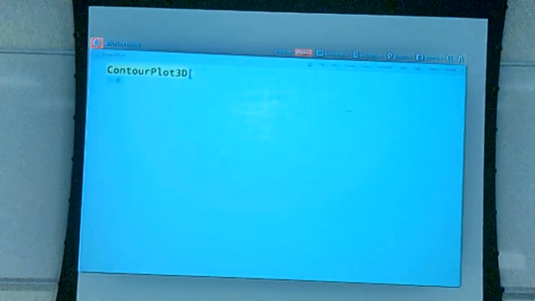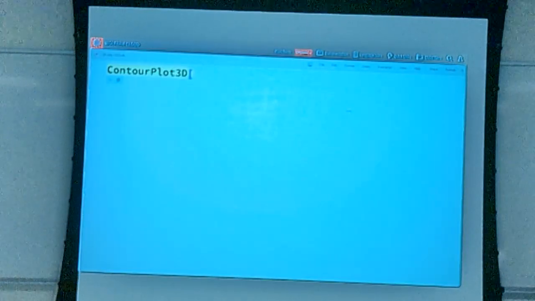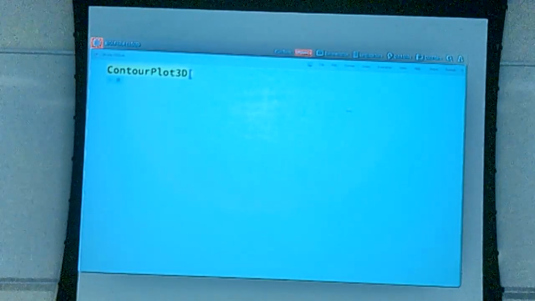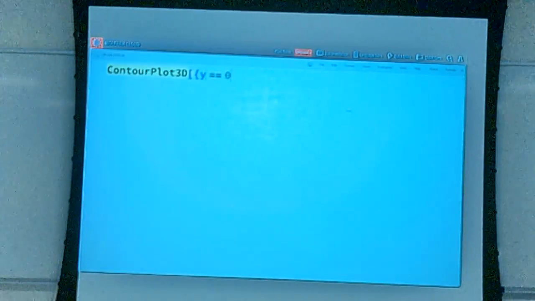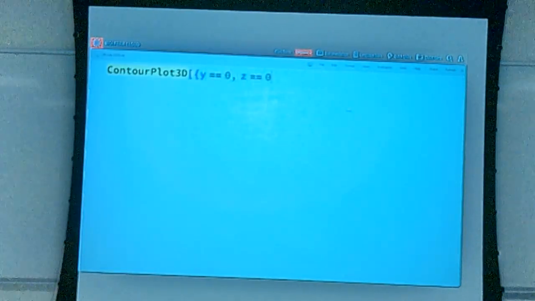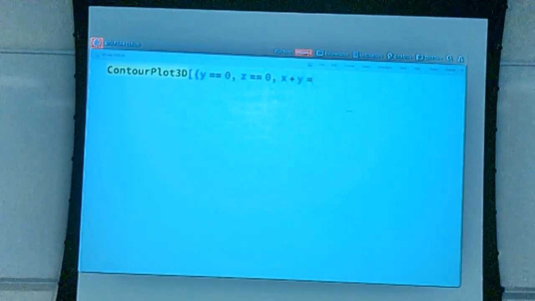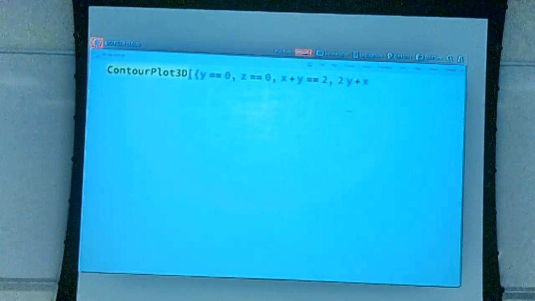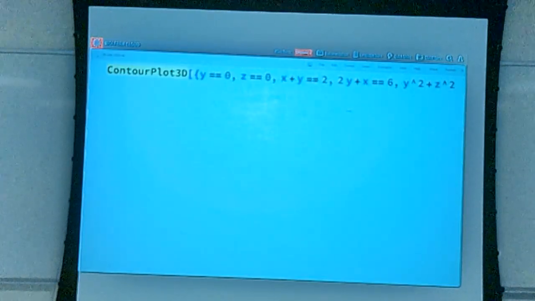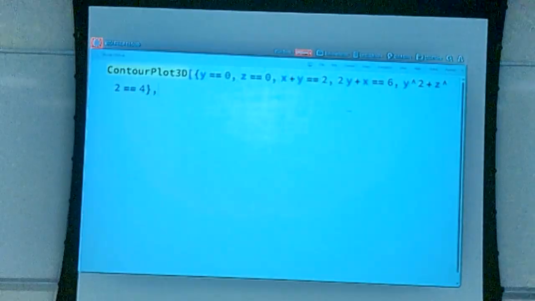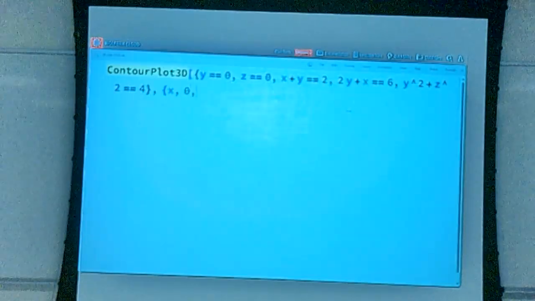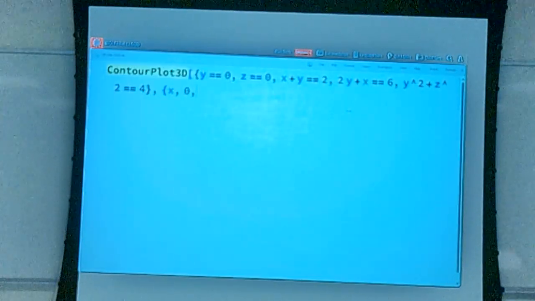I always use ContourPlot3D because there are just issues when you use Plot3D. So we have several surfaces: y equals 0, z equals 0, x plus y equals 2, 2y plus x equals 6, and finally y squared plus z squared is equal to 4. Now let's see. The solid is in the first octant, so we're just going to take all x, y, and z non-negative.